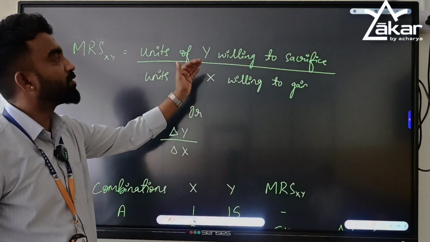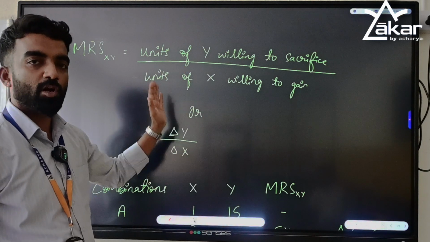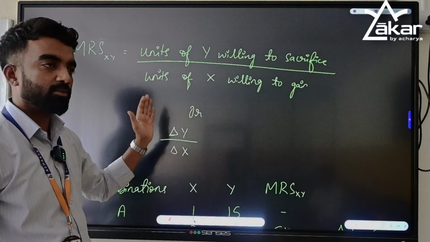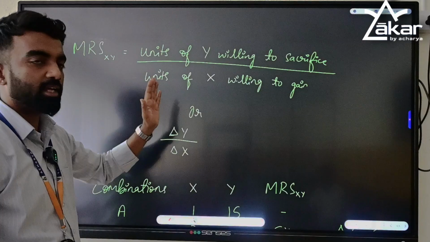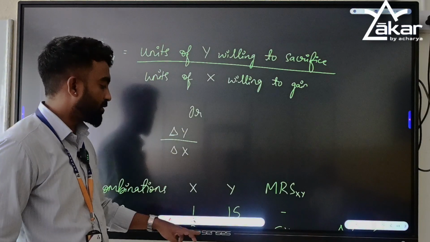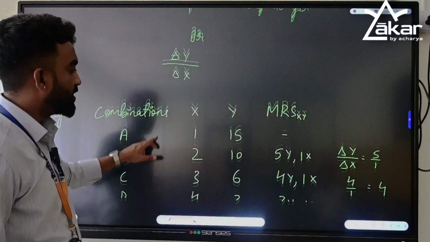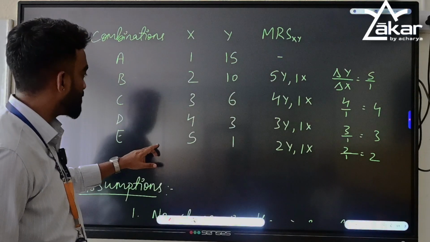So how much you are willing to sacrifice ice cream or chocolate to gain ice cream or chocolate, to be willing to sacrifice one good to gain another good. Let's understand it with an example.